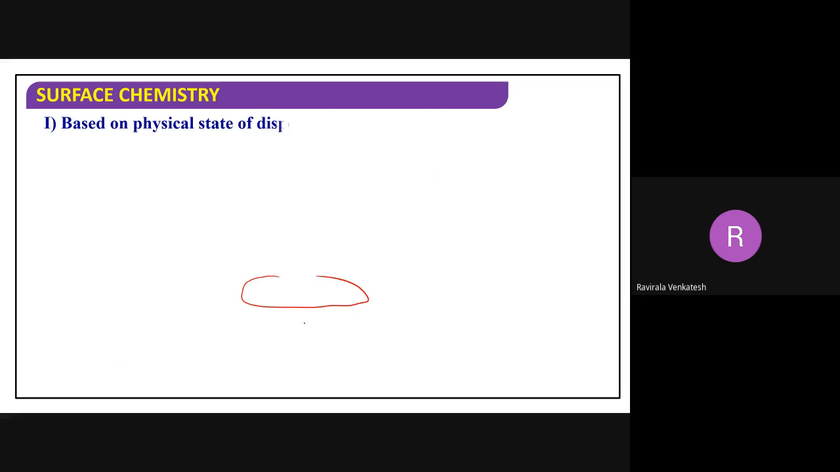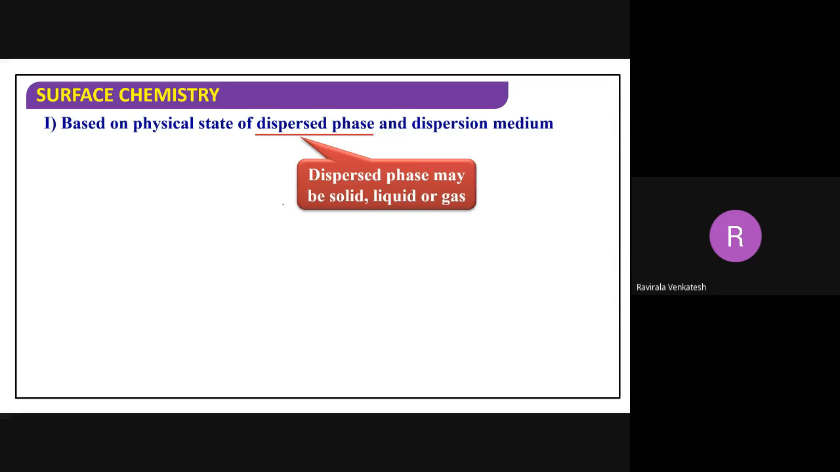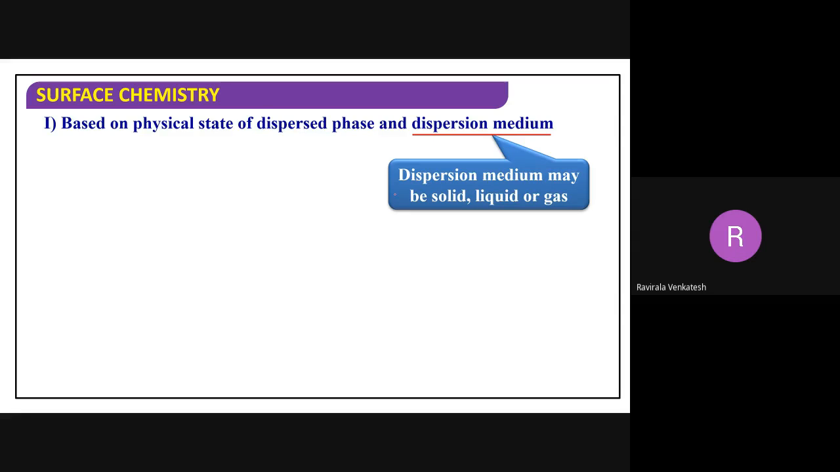Let me see the first one, based on the physical state of dispersion medium and dispersion phase. Dispersion phase may be solid, liquid or gas. Dispersion medium may also be solid, liquid or gas. So dispersion phase may be gas, liquid or solid, and dispersion medium may be gas, liquid or solid.